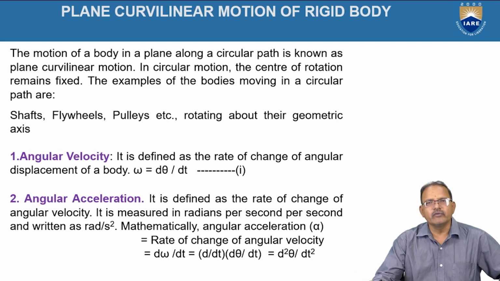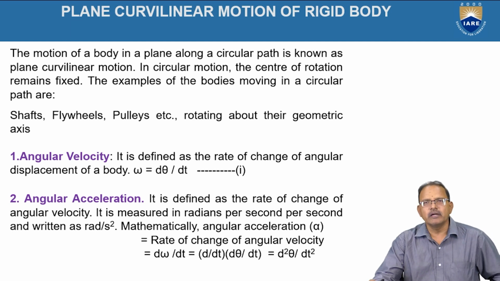Okay, these equations are only applicable when the body is moving in linear directions. But sometimes the body also moves in a plane, in curvilinear motion. Examples are the rotation of shafts, flywheels, pulleys, etc. They rotate about their geometrical axis. So in this case, the angular velocity of the body can be defined as the rate of change of angular displacement.